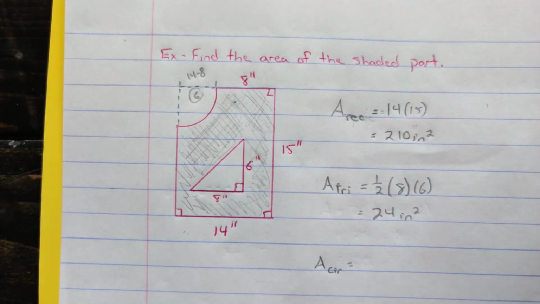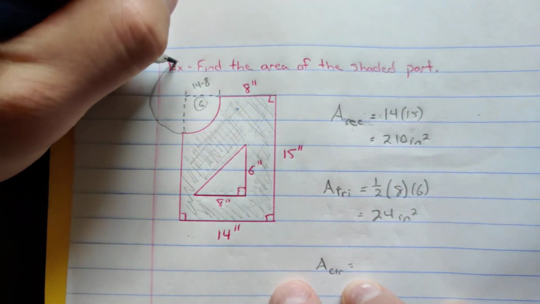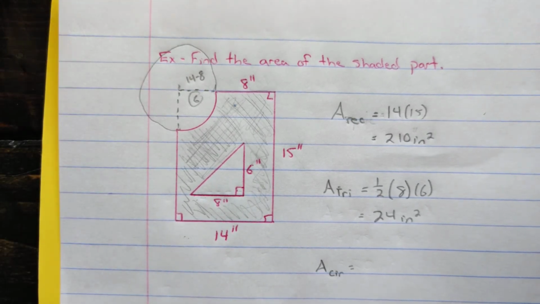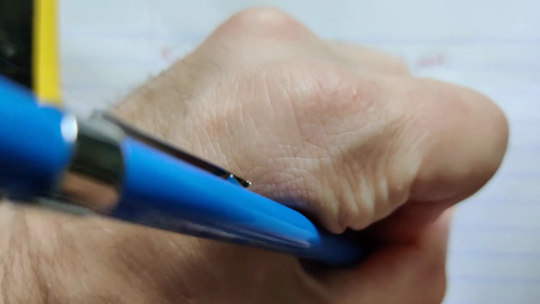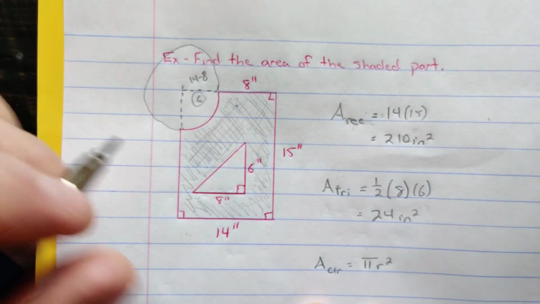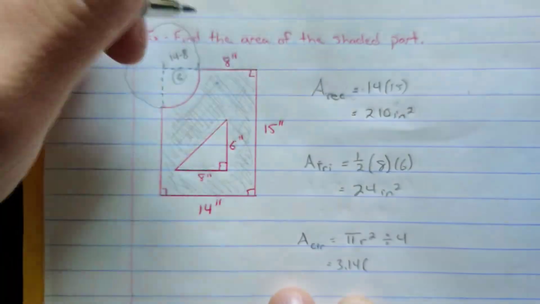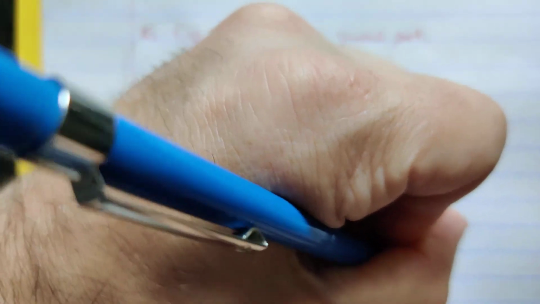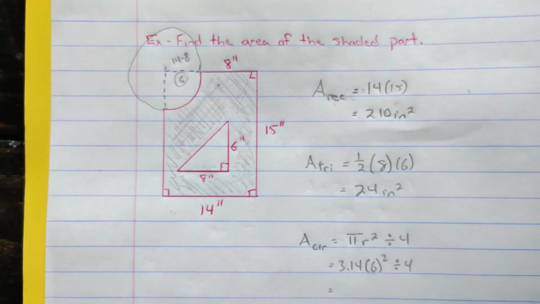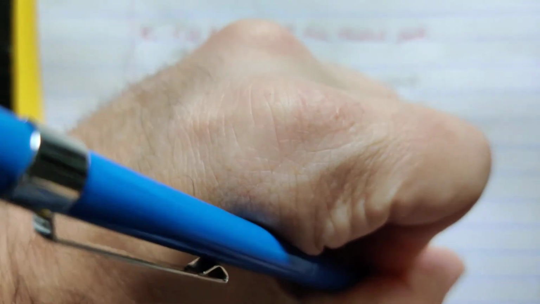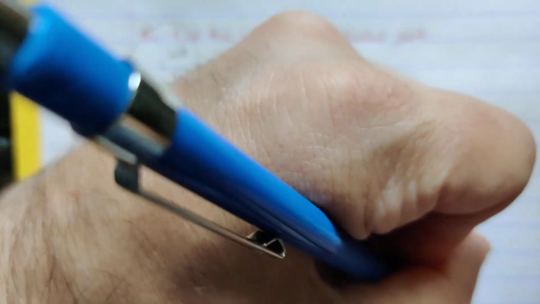So if I was to complete that circle, the radius of that circle is going to be 6. So pi r squared, again, is our formula. We're going to divide that by 4, though, because it's only a quarter of a circle. So we're going to have 3.14 times 6 squared divided by 4. That is going to give me 28.26 inches square.